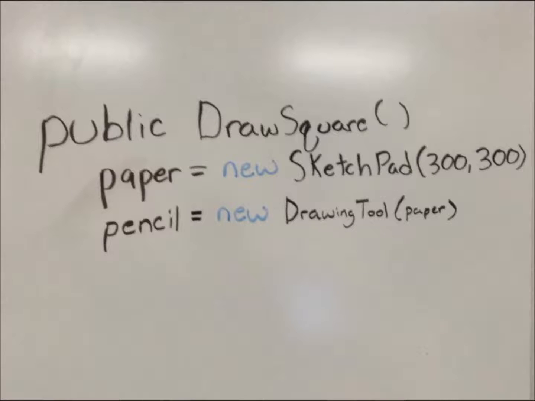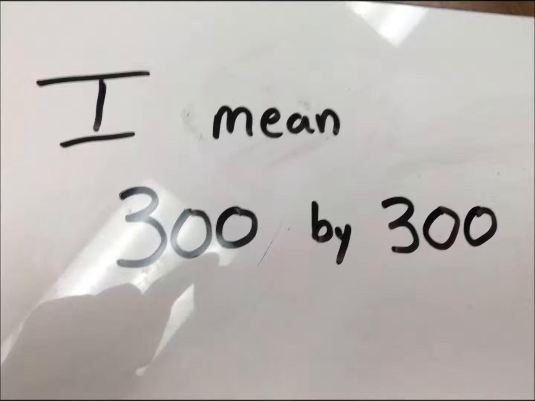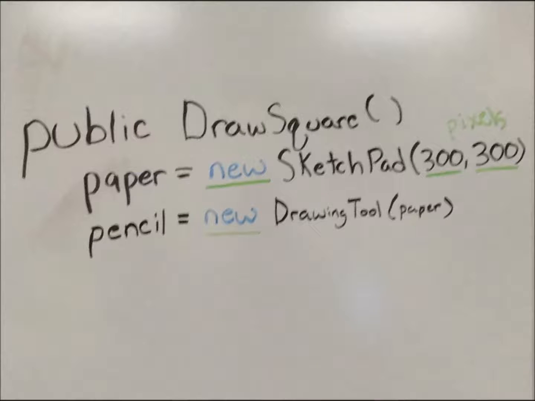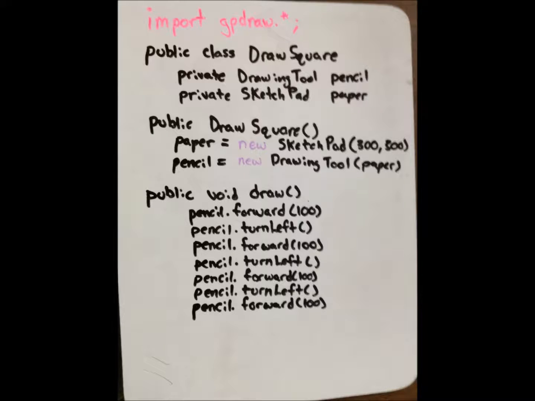The drawSquare constructor calls sketchpad's constructor to create a new sketchpad object named paper with an initial size of 300 by 300 pixels. Pencil is created using the drawing tool constructor that can be used on the 300 by 300 paper object. I've now essentially created this. The method draw only has the steps to draw a square. This program wouldn't work if I only had draw or drawSquare. They work in tandem together to create our perfect little square.